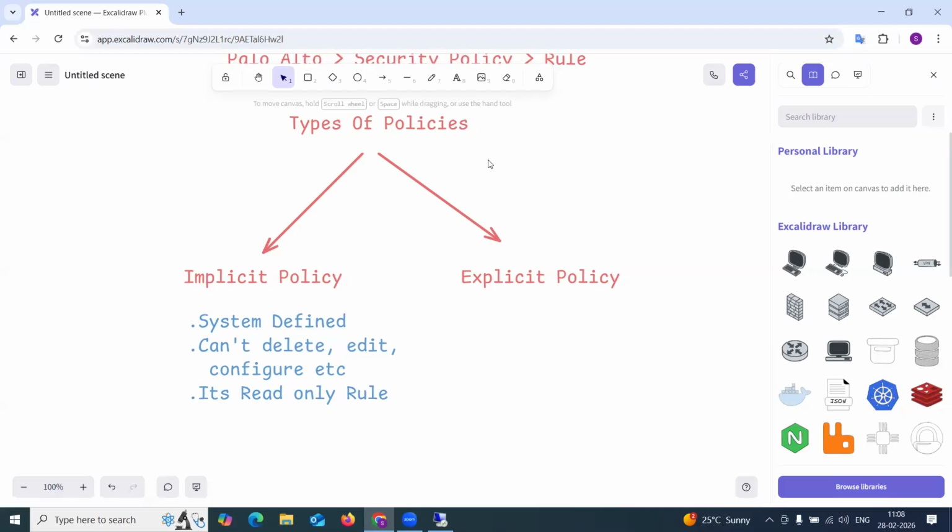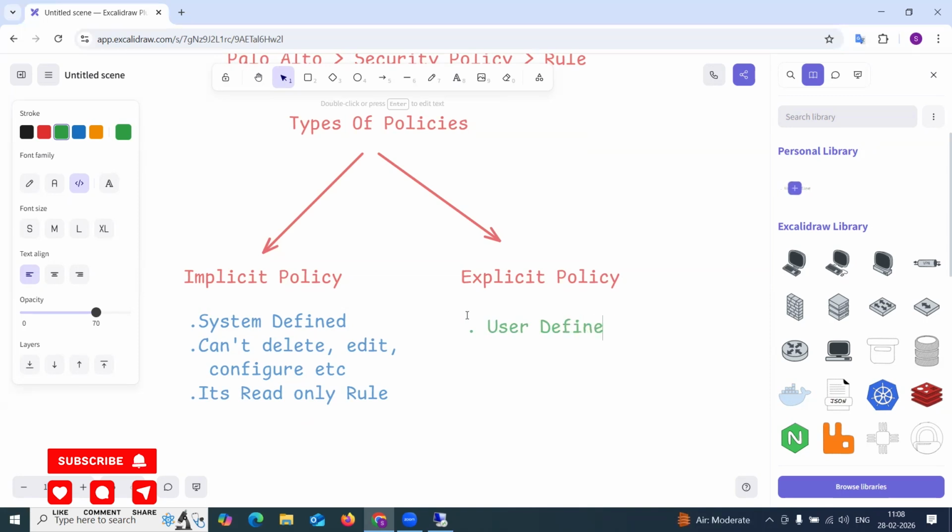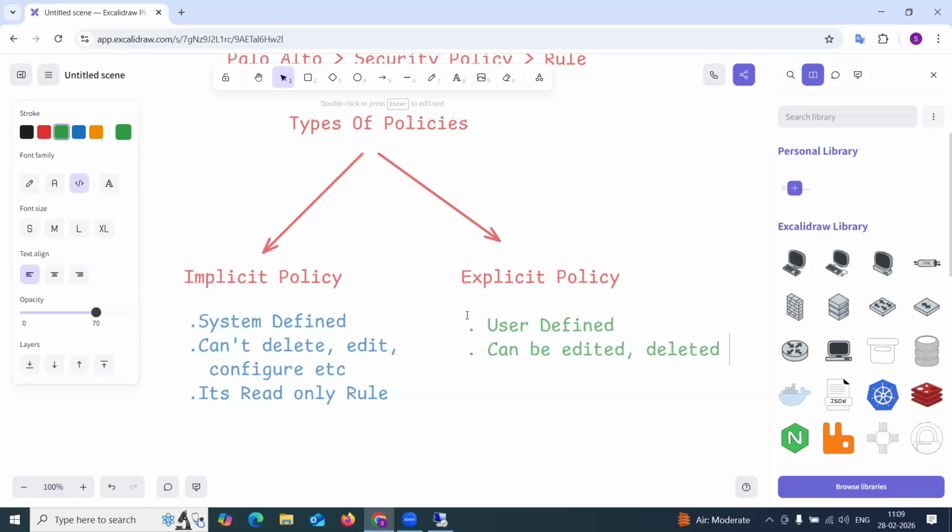Okay, now coming to explicit rule. Explicit rule means user defined. We create it. Second, it can be edited, deleted, etc. Configured.